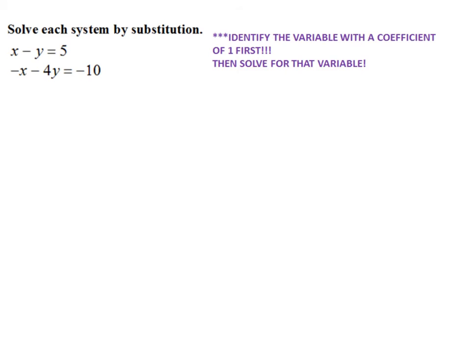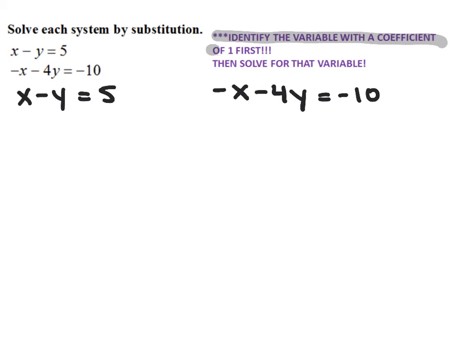In this example, our two equations are x minus y equals 5 and negative x minus 4y equals negative 10. Again, we first need to identify the variable with a coefficient of 1 and solve for that variable. So in this case, the x in our first equation is the variable that's by itself. So in order to solve for that variable, I would have to add y to both sides to get x equals 5 plus y.